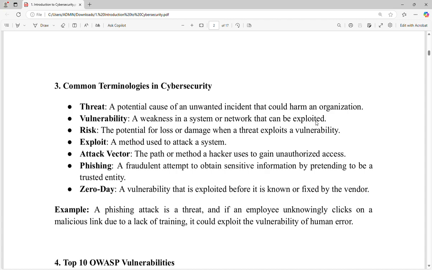And we also have exploit. Exploit is a method used to attack a system. When you hear attack, which is exploit, our system has been attacked. The system has been exploited. That is what we call exploit. And then we also have attack vectors.